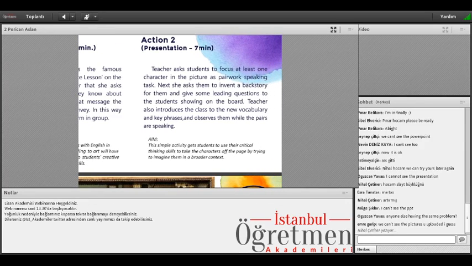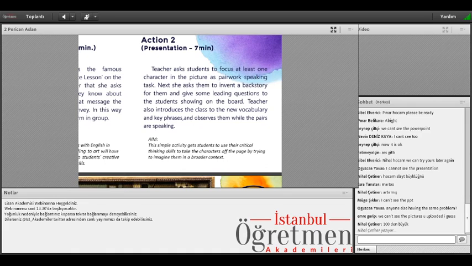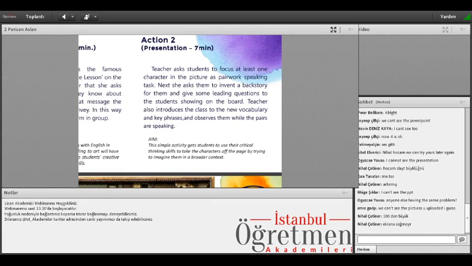And the next action, presentation part. Teacher asks students to focus on at least one character in the picture as a pair work speaking task. Next, she asks them to invent a backstory for them and gives some leading questions to the students, showing on the board.